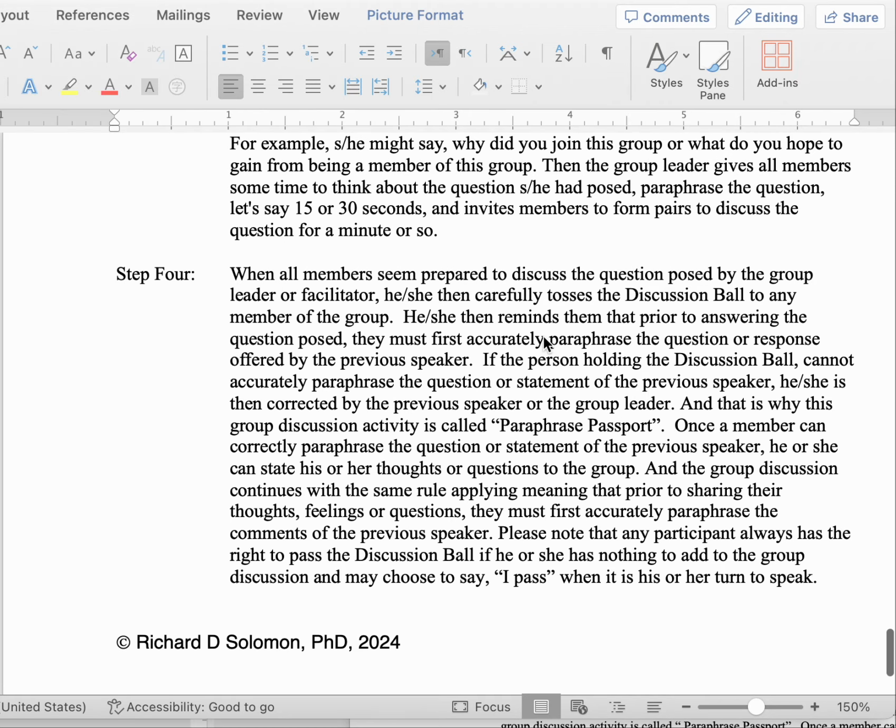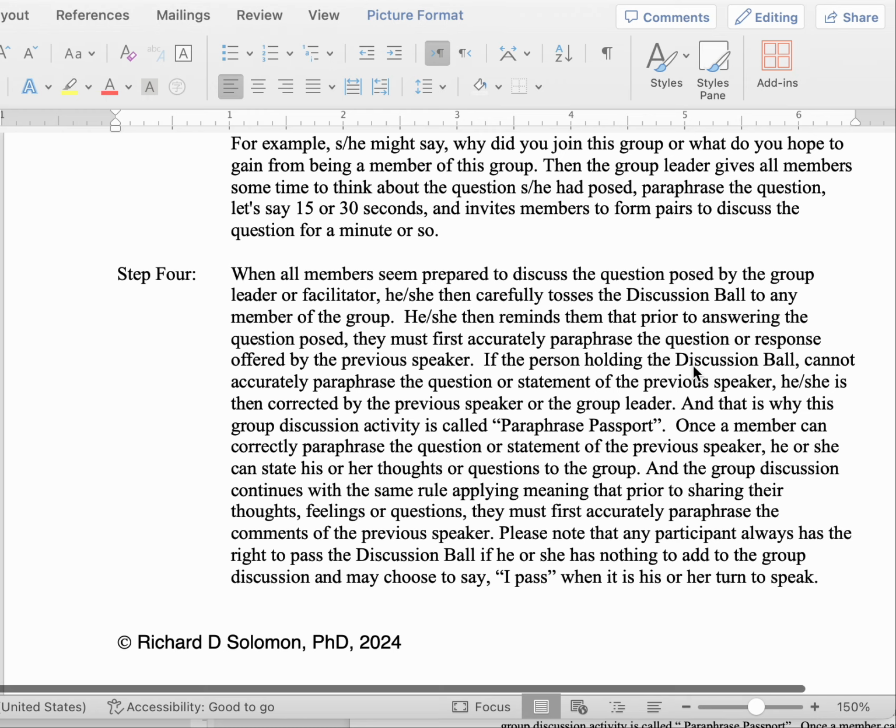And in step 4, when all members seem prepared to discuss the question posed by the group leader, the facilitator carefully tosses the discussion ball to any member of the group. He or she then reminds them that prior to answering the question posed, they must first accurately paraphrase the question or response offered by the previous person. If the person holding the discussion ball cannot accurately paraphrase the question or statement of the previous speaker, he or she is then corrected by that speaker or the group leader. And that is why this group discussion activity is called Group Discussion with Paraphrase Passport.